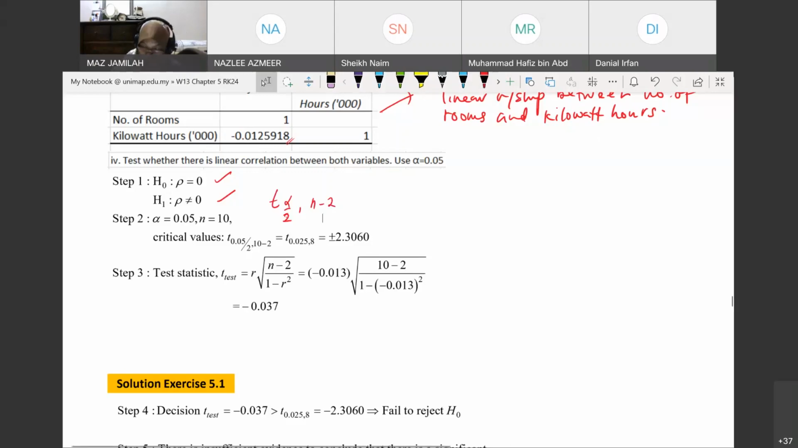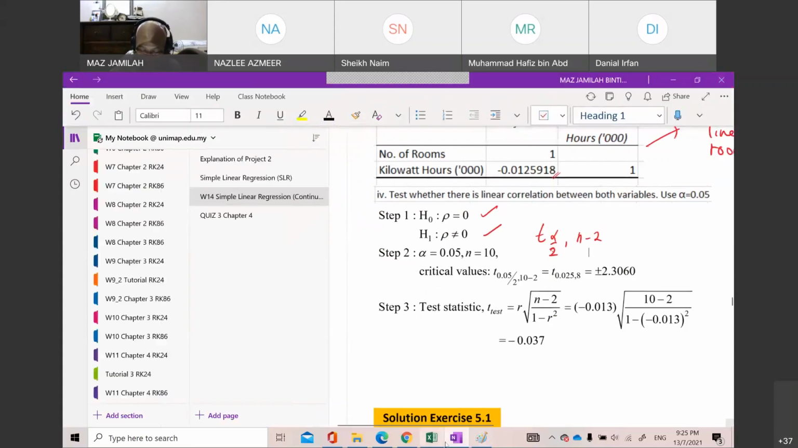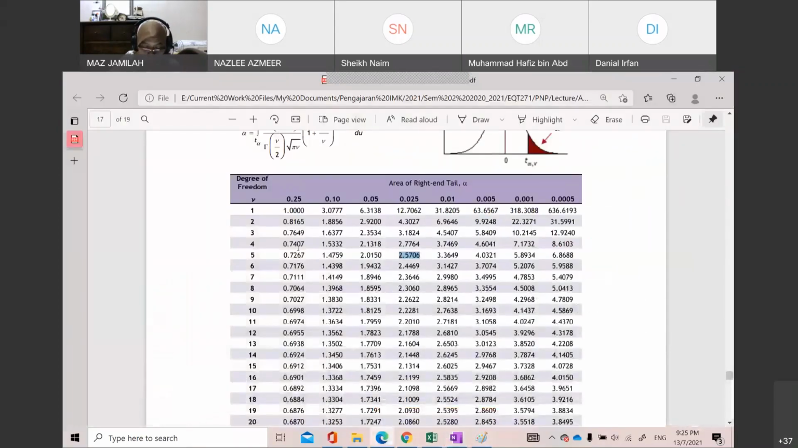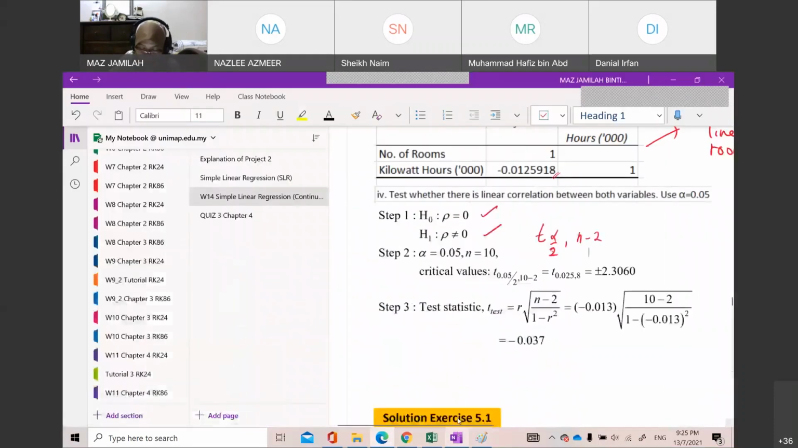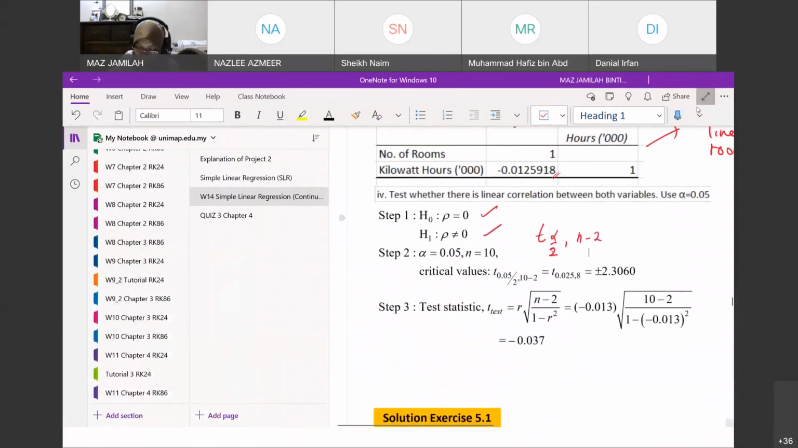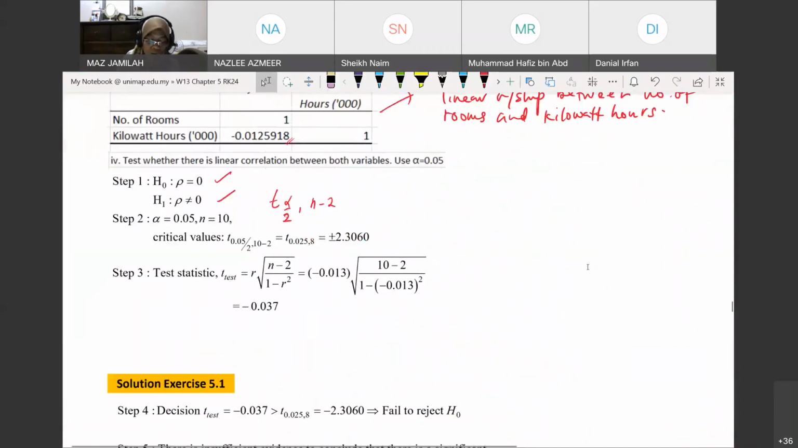So if you look at your t distribution, you get 0.025 with 8 degrees of freedom, so you have 2.3060. Since we are dealing with a two-tailed test, it is plus minus, don't forget. Okay, so we have got our critical value.